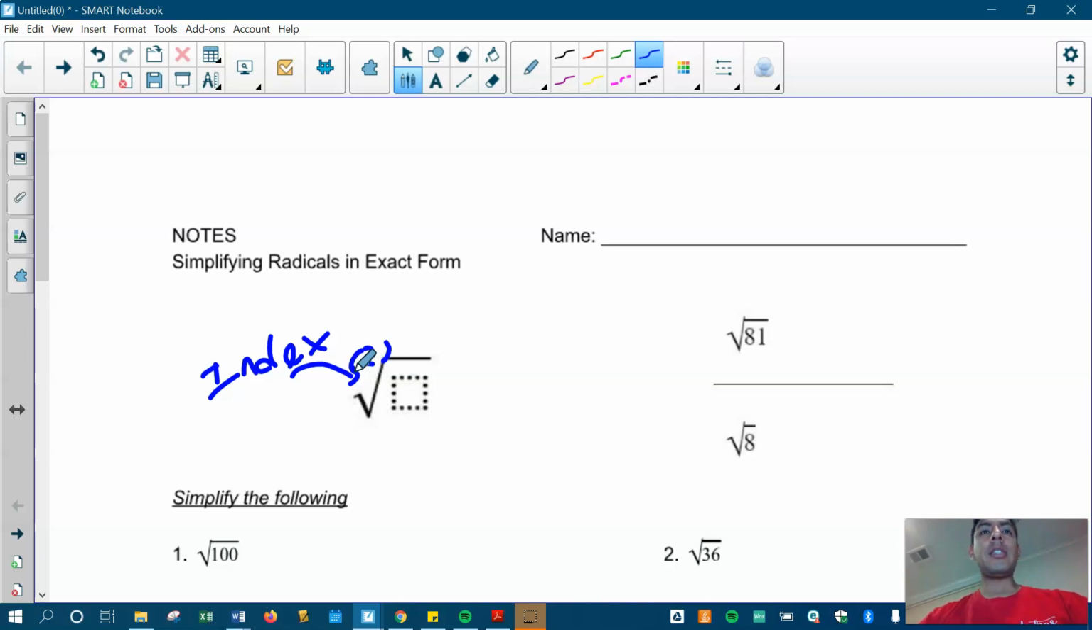So again, this number right here is called the index. If there is no number written there, the number is automatically 2. And that number could be anything from a 2 to whatever you really want. It's always a whole number. This part inside is called a radicand.